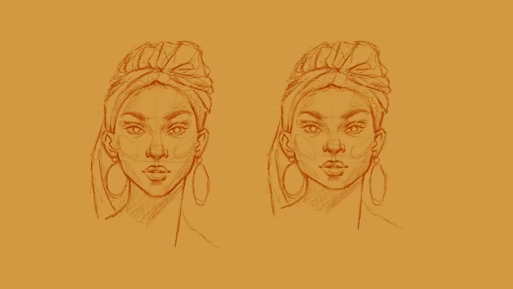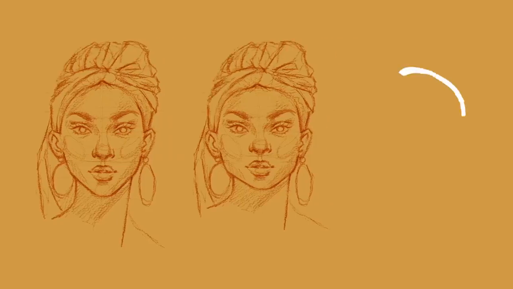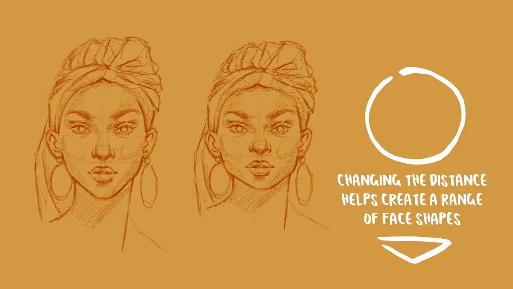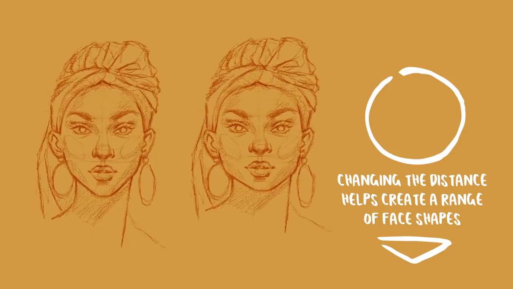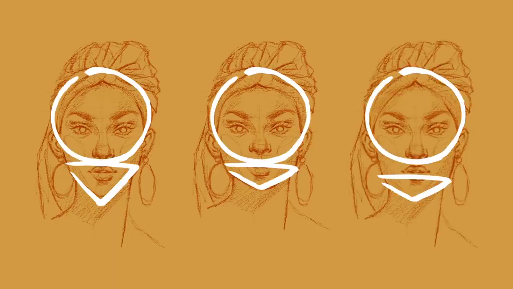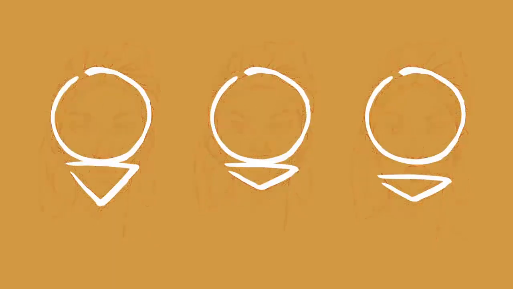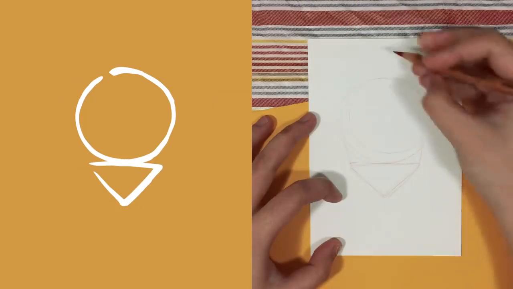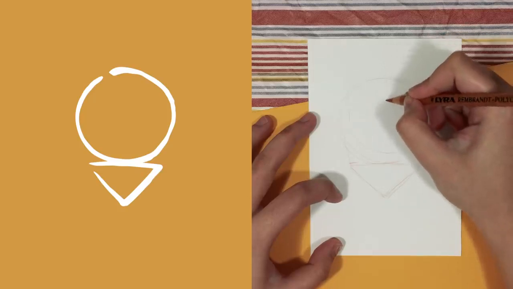And the next thing I like to take note of is the distance between the circle and the inverted triangle, because changing this distance can help us create a range of face shapes, such as an oval face shape, a square face shape, and a triangle face shape. And there are actually 3 main combinations that I like to use, which you can see on the screen, but for the demonstration I will be using the first combination and the most common one.